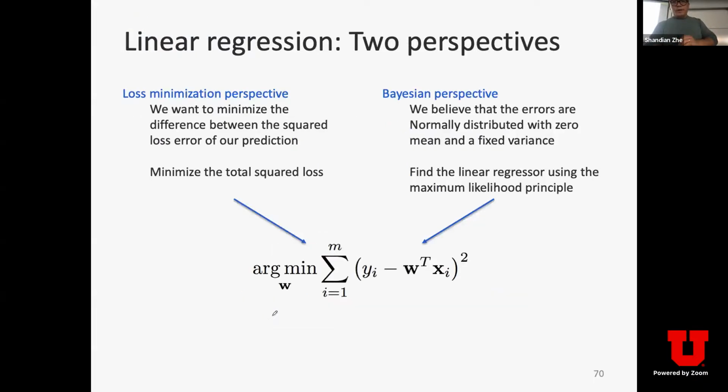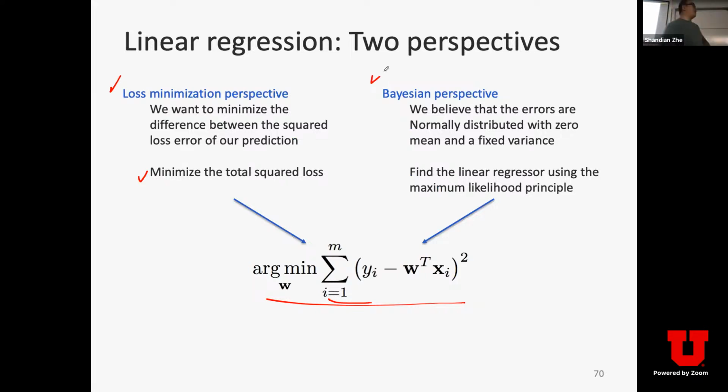Great. So now we'd like to give two views of the same objective function we have seen here. One is to view it from the loss minimization perspective. We want to minimize the square loss error of our prediction. We minimize the total square loss defined over the training data. That means we want to find a hypothesis which best fits the training data. That gives us this least mean square objective function.